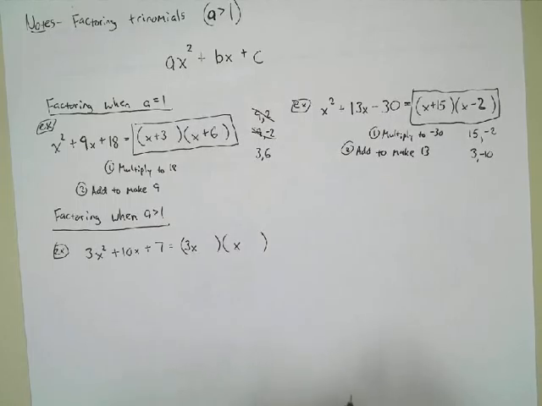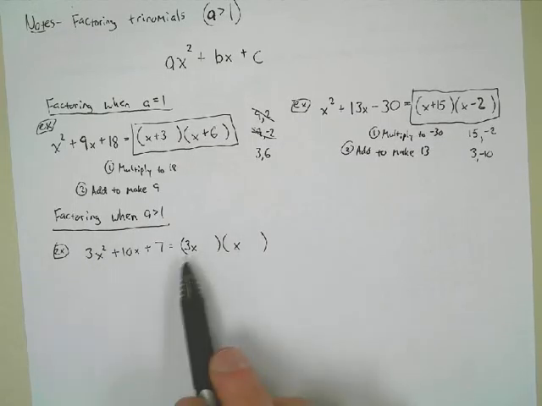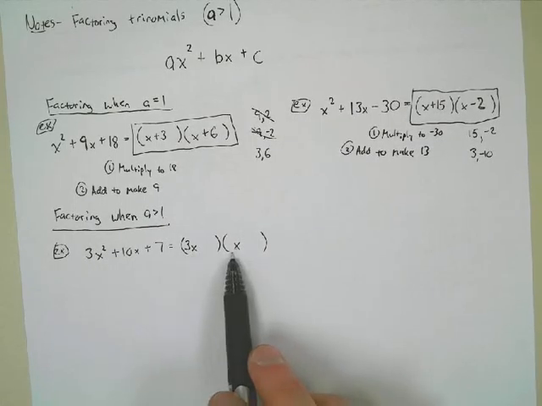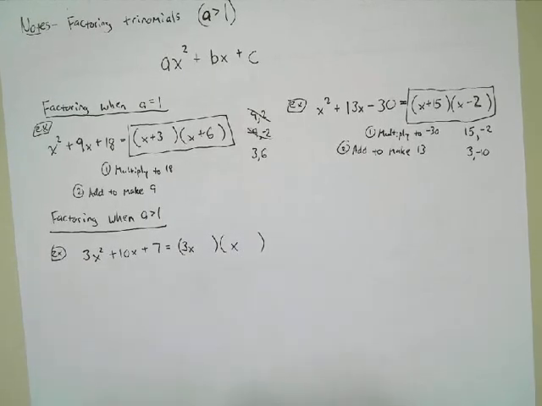So 3x times x. If that 3 was a 5, then 5 and 1, right. If it was a 4, though, you can imagine it would get trickier, because with 4 you could do a 2x and a 2x, or you could do a 4x and a 1x. But with 3, the only way to multiply to make 3 is that one has to be 3 and one has to be 1.